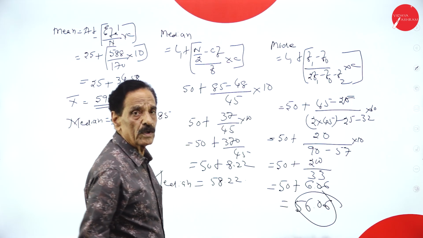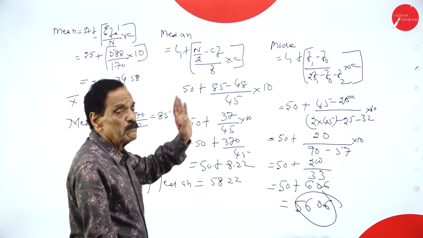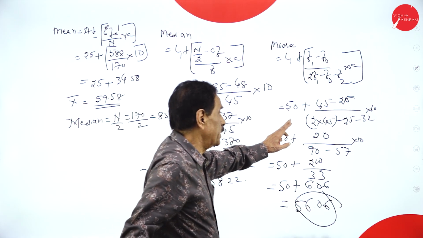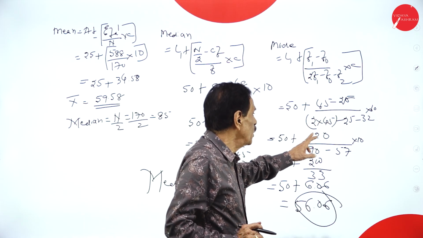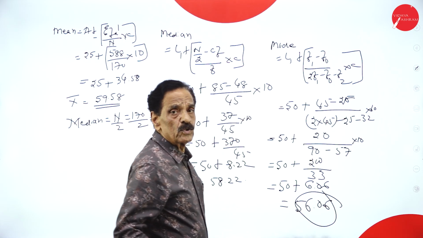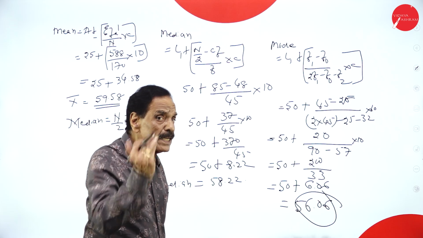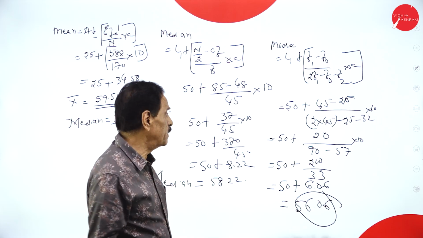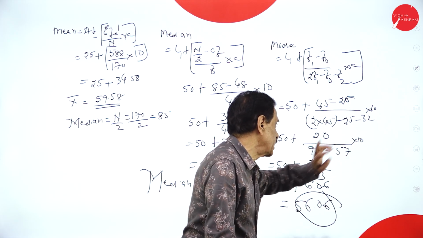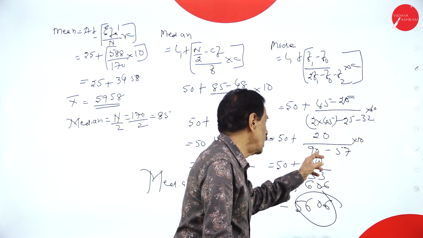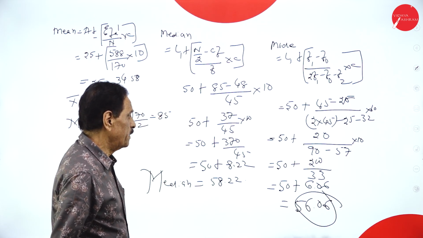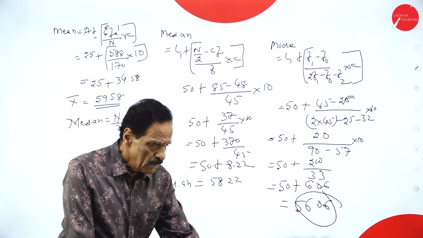This is your mode. So, what's the formula? Mode lies in the highest frequency. Your highest frequency is 45, behind is 25, next is 32: 2 into 45 minus 25 minus 32 into 10. Minus should be added. It's not minus into minus, plus. 2 into 45 is 90, 25 plus 32, 57 into 10. 20 into 10 is 200 divided by 33, 6.06, add to 50, 56.06.